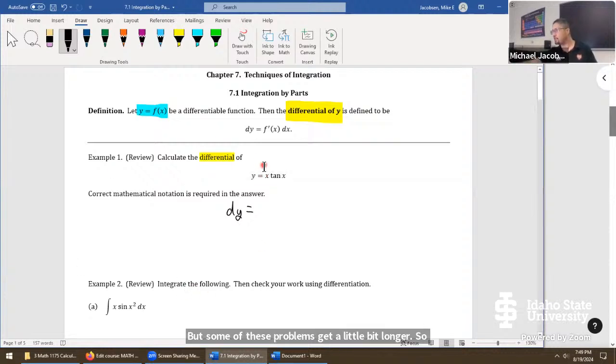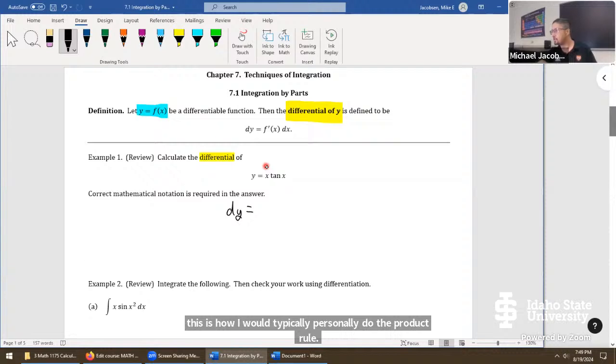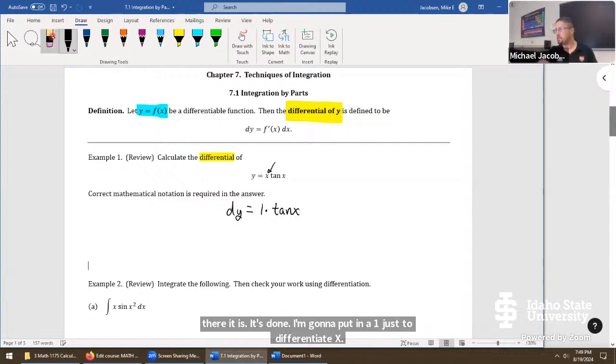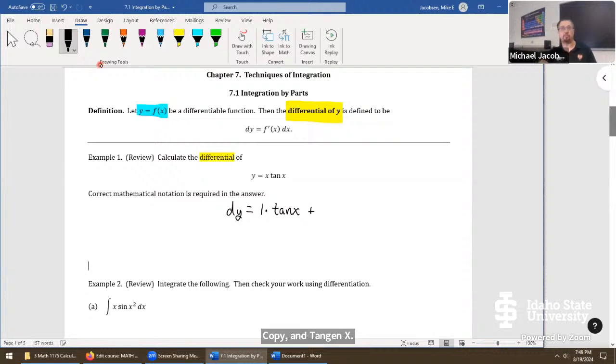I would look at the first function, which is an x, and differentiate the x right here first. And there it is, it's done. I'm going to put in a 1 just to say I differentiate x. Copy tangent x. Next, we have a plus in the product rule. If it was a quotient rule, we use a minus here.